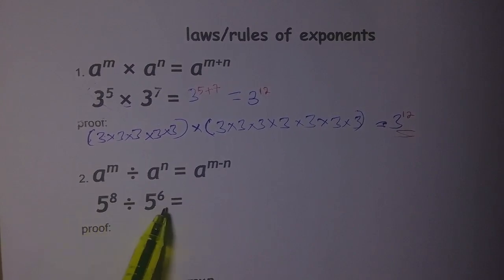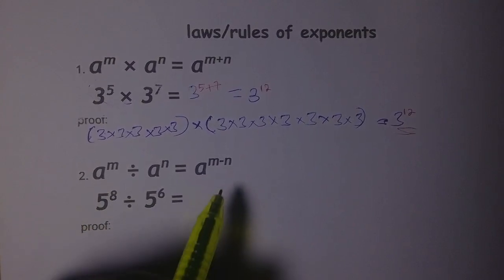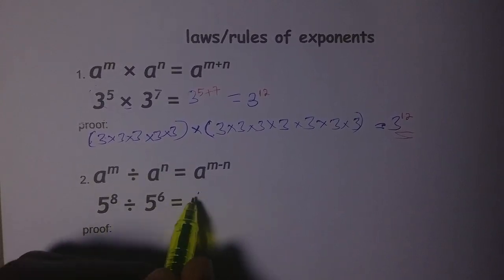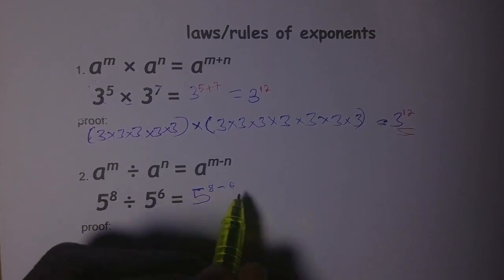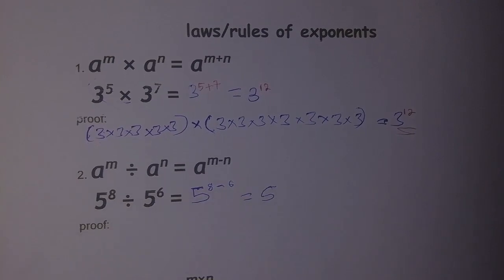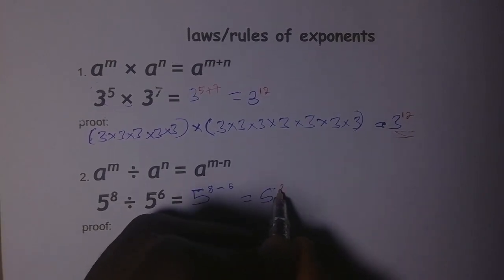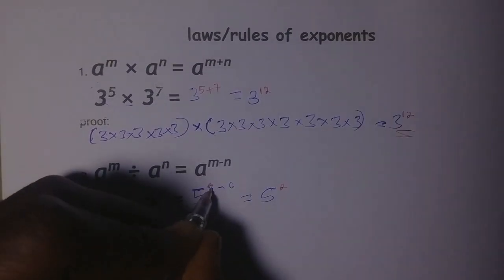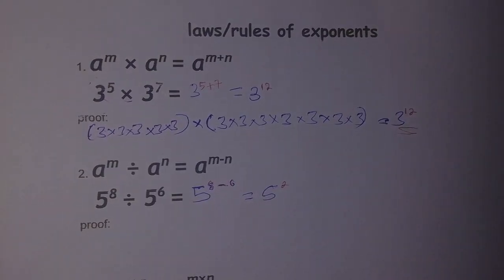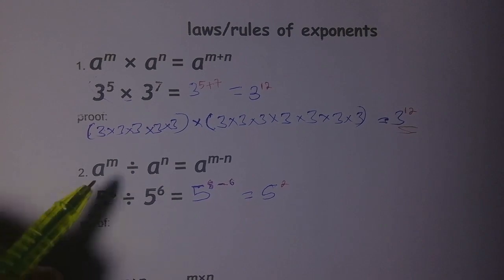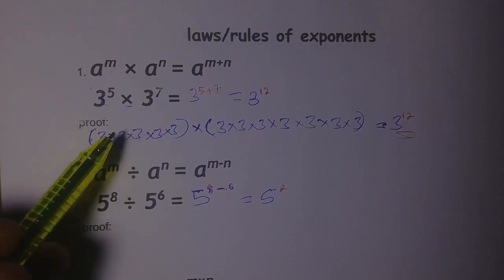The bases are the same? Yes, they are the same. So you can write this, according to the second rule, as 5 power 8 minus 6, that's 5 power 2. So the proof, how we can verify this law, is that as in the first case, we can write this.